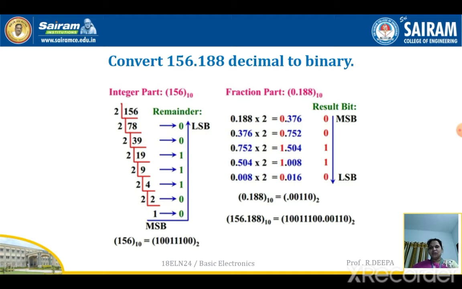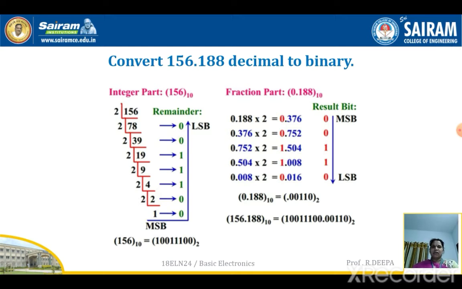Like that you should keep on dividing until you are getting the quotient as 1 or 0. So once the division is completed, you have to take the numbers starting from down to top. That is, start from the MSB 1, 0, then you go up. So it is 1, 0, 0, 1, 1, 1, 0, 0. So this is the equivalent binary number for the given decimal value.